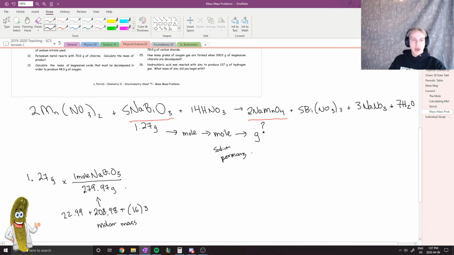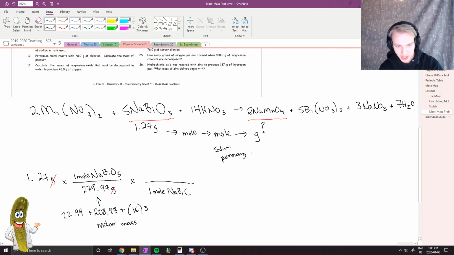279.97 grams. So we know that because this is the molar mass, this 279.97 grams is the mass of 1 mole of this sodium bisphosphate. So that's the first step here: going from grams into moles. The next step is taking this, and we have gotten rid of the grams, so we can cancel that out. Now what we're left with is 1 mole of sodium bisphosphate.